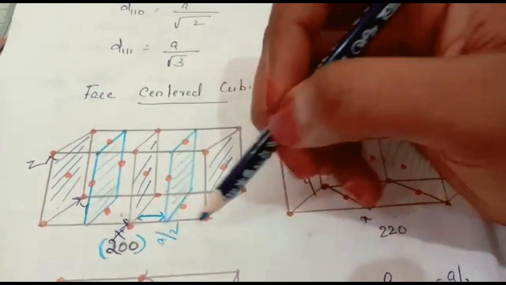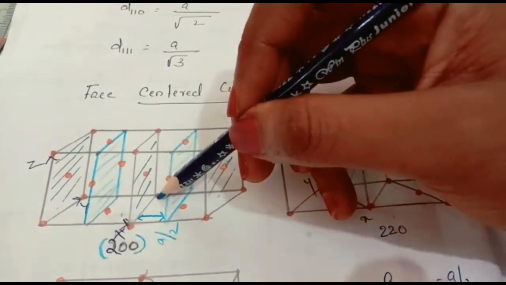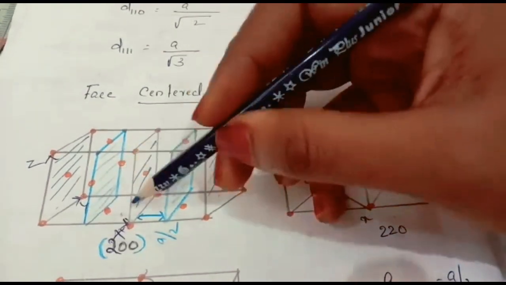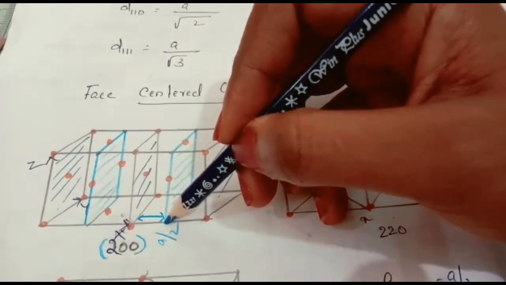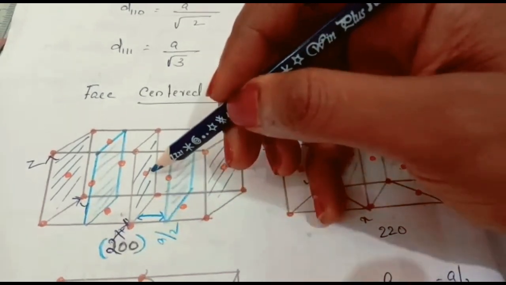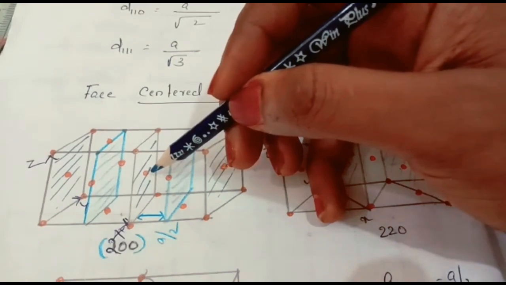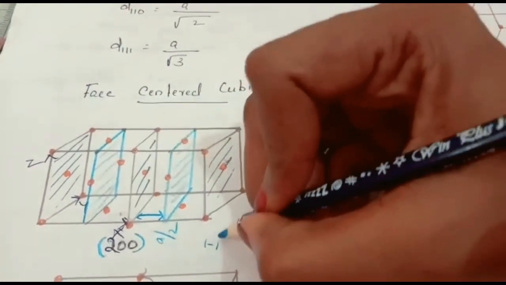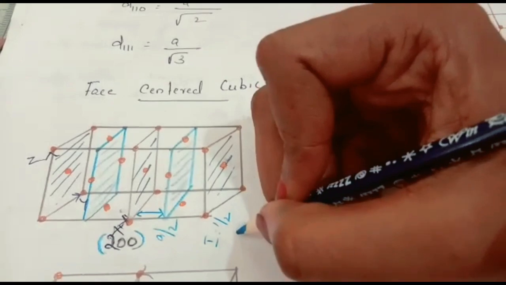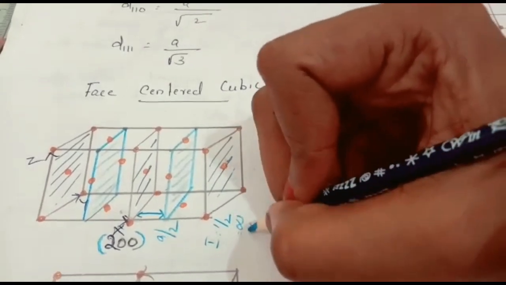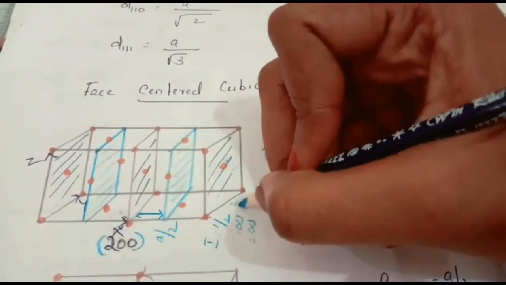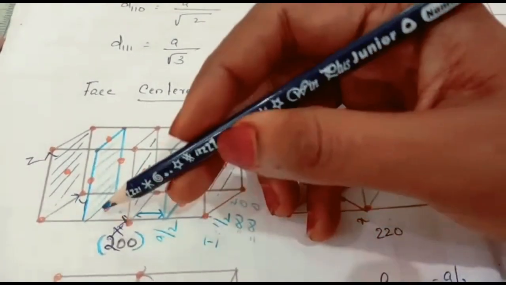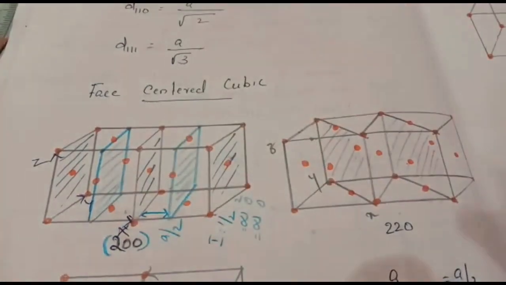The intercept is 1 by 2 along the x-axis, infinity along the y-axis, and infinity along the z-axis. So if the intercept is only half, the reciprocal of the intercept 1 by 2 is 2. Infinity as the intercept means the reciprocal of infinity is 0. So the intercept is 1 by 2 along the x-axis, infinity along the y-axis, again infinity along the z-axis. The reciprocal of this is 2, 0, 0. That is why we have written here 2, 0, 0 as the Miller indices.